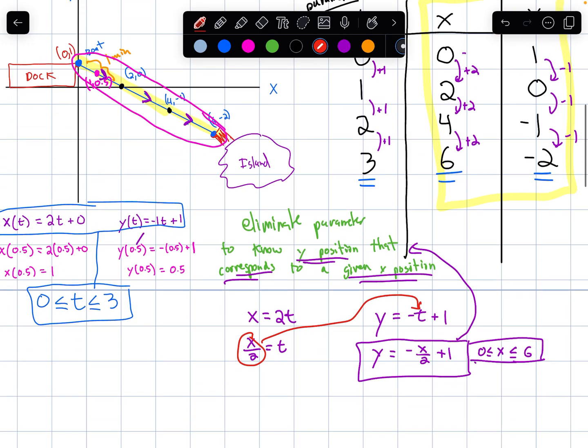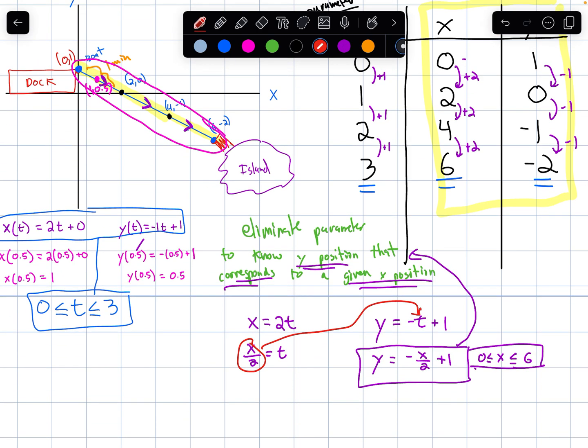So I could plug in, for example, when x was 2, where was my y? So I could say y equals -2 over 2 plus 1, which means y equals -1 plus 1, which is y is 0. So that means I must have at some time been at the position 2, 0. And voila, we were. So that's the main idea here.